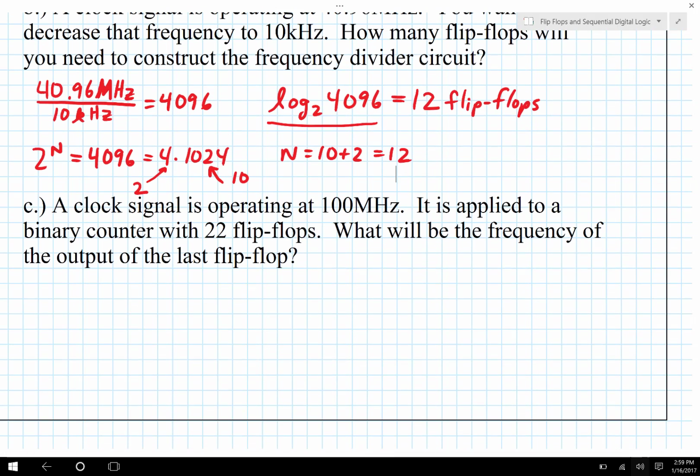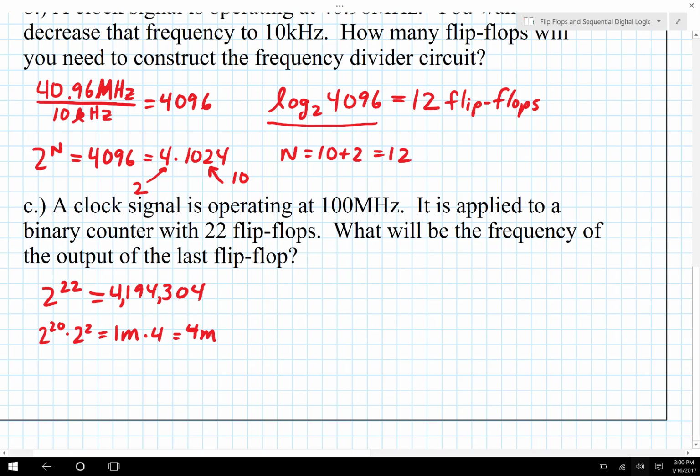A clock signal is operating at 100 megahertz. It is applied to a binary counter with 22 flip-flops. What will be the frequency of the output of the last flip-flop? Okay, so we have 2 to the 22. I'm going to do that one on my handy calculator here, and I'm going to end up with a number that is 4194304, or what we would probably call 4 million. We can see that, by the way, 2 to the 20th times 2 to the second is going to be about 1 million times 4, which is about 4 million. But the precise answer is shown here.